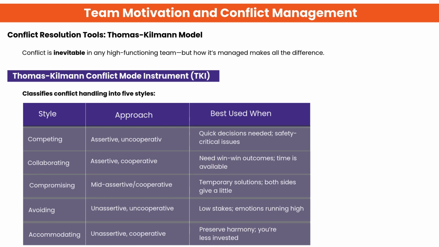Competing: use when quick, critical decisions are needed. Collaborating: best for long-term, win-win solutions. Compromising: useful for temporary or middle ground outcomes. Avoiding: helpful when emotions are high or the issue is low priority. Accommodating: works when maintaining harmony is more important than the issue itself. Key takeaway: effective leaders choose the right style based on the situation, not habit.